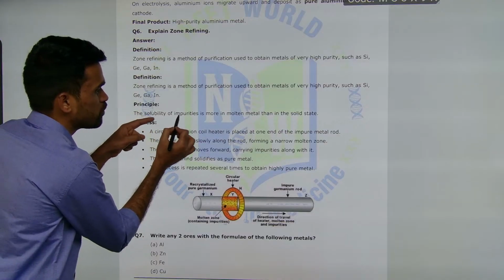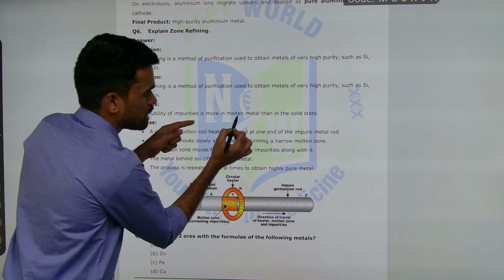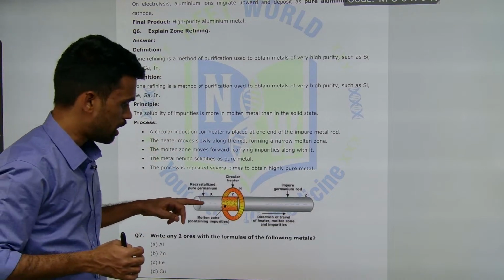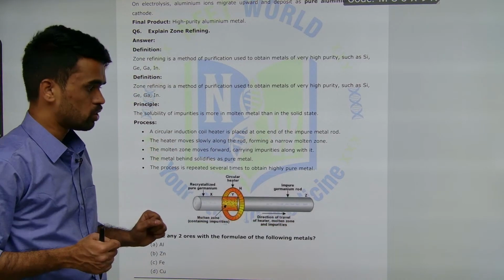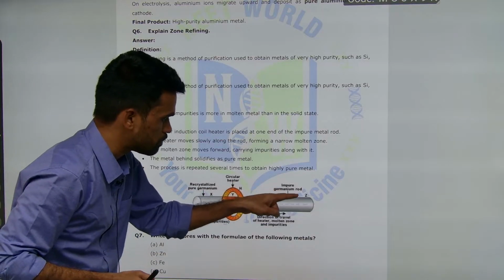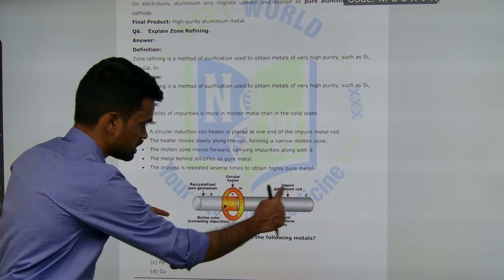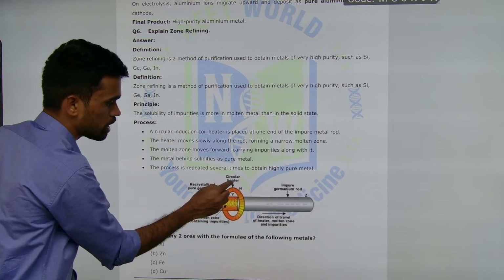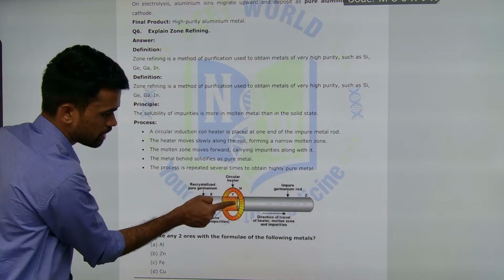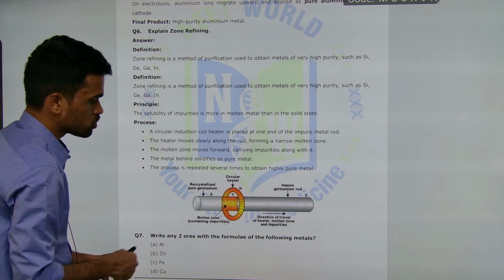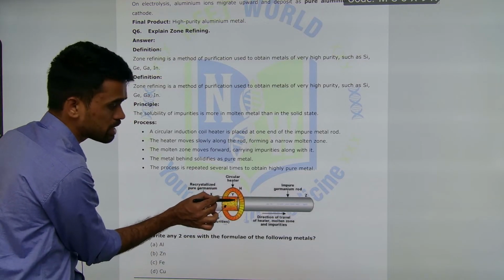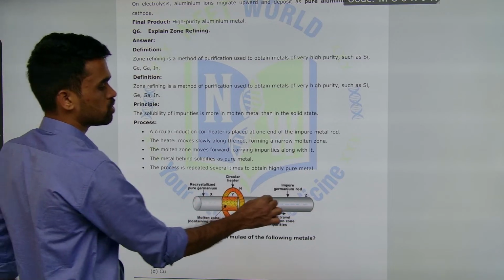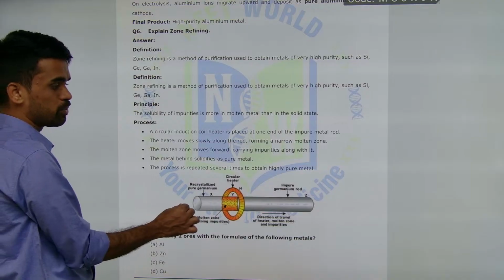The solubility of impurities is more in molten metal than in solid state. It means, see, this is a rod we are taking. Let us say this is an impure germanium rod. Now I am passing a circular heater. See, this reddish golden yellow colored part is a circular heater, which we pass along this impure germanium rod.